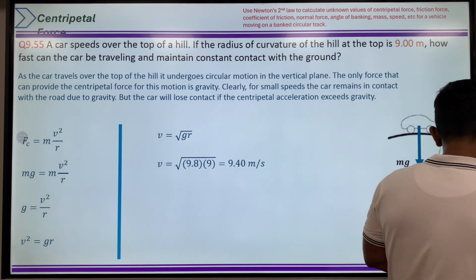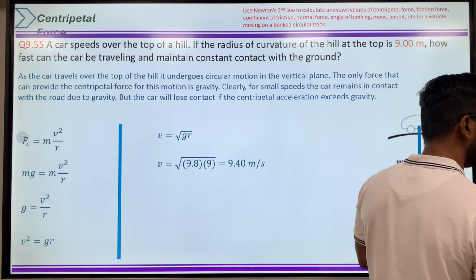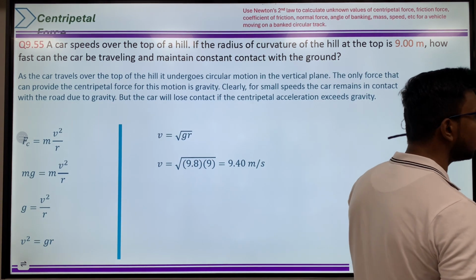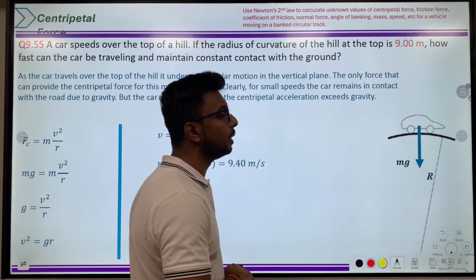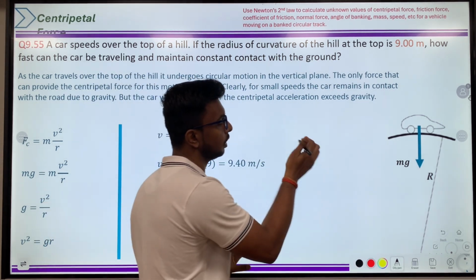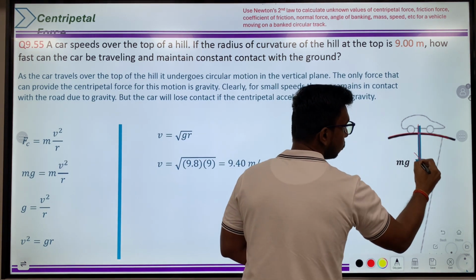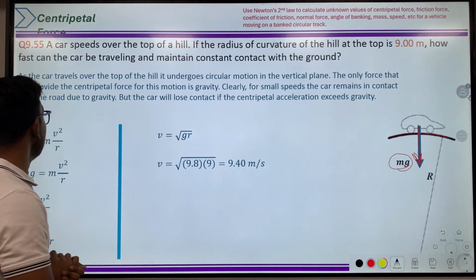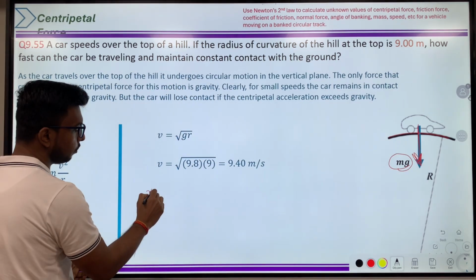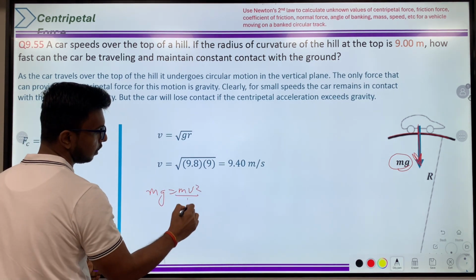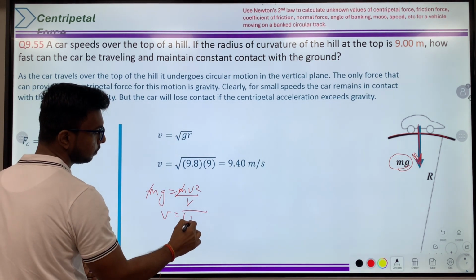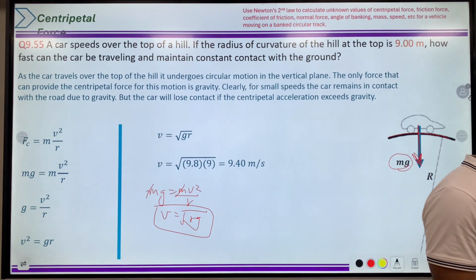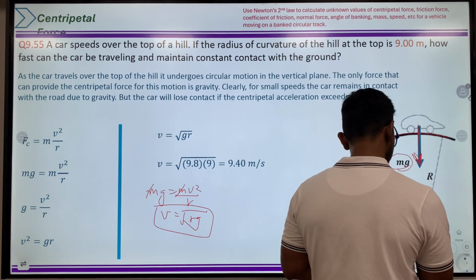A car speeds over the top of a hill. If the radius of curvature of the hill at the top is 9 meters, how fast can the car be traveling and maintain constant contact with the ground? This is the car. The only force which can provide the centripetal force is mg. So mg has to provide the centripetal force. It is mv square by r. m will get cancelled, v comes out to be root rg. Put in the value, they have given you the radius and all that. Okay.